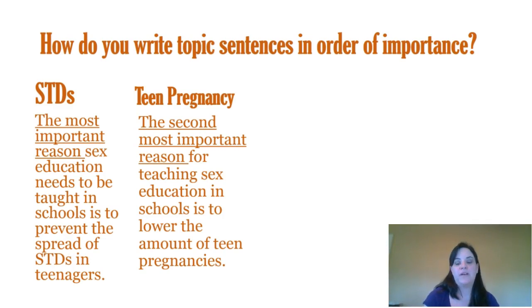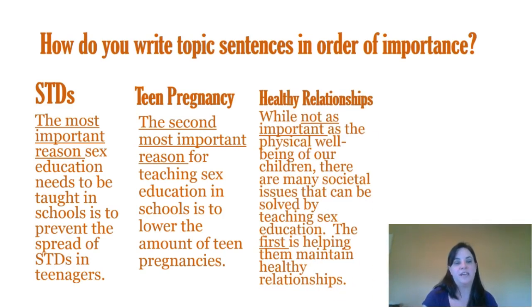My third body paragraph is about healthy relationships, so that topic sentence might say, while not as important as the physical well-being of our children, there are many societal issues that may be solved by teaching sex education. The first is helping them maintain healthy relationships. Here I've done a couple things with my transitions. One is I've transitioned nicely away from the physical health of our teenagers to the social health of our teenagers. And I've also continued the order of importance by using the transitional phrase, not as important. To show that I'm going to be speaking about more than one social health issue, I have used the transitional phrase first to introduce the idea of healthy relationships.